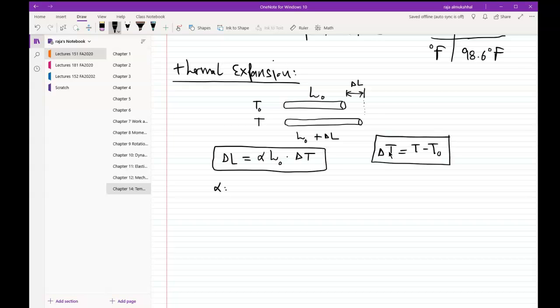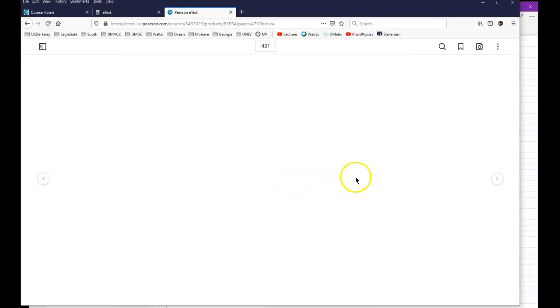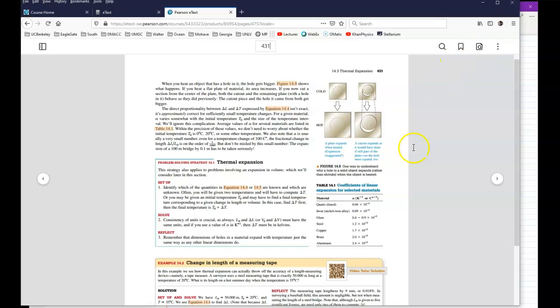Alpha here is called the coefficient of linear expansion. And it's just a number, it's a coefficient. You can actually look it up from the book. So if you go back to the book, on table 14.1, page 431, you'll see it right there.